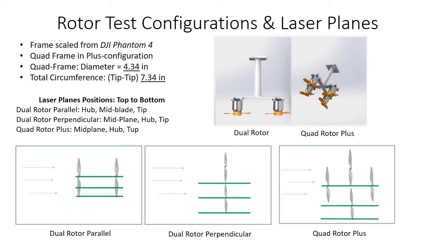And then for the second one, I tested dual rotors with the rotors perpendicular to the incoming crossflow, and I tested with the laser plane positioned at the tip, hub, and center in between the two rotors. And then the last configuration is the quad rotor, with the laser plane positioned on the far tip, the far hub, and then the center, capturing the leading hub and trailing hub, and then the exact center of the quad rotor system.